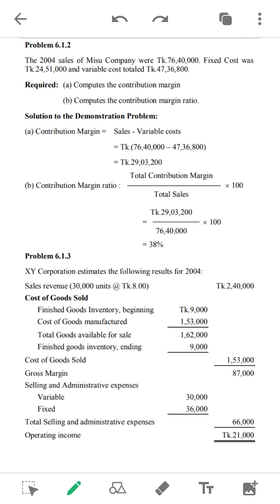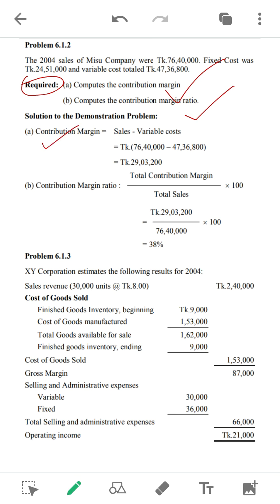Please, dear student, please follow another example. The 2004 sales of Mishu company were 76,40,000. Fixed cost was taka 24,51,000, and total variable cost taka 47,36,800. Required: you have to compute the contribution margin ratio. And if you follow the previous rules, then you will find that it is very much easy.